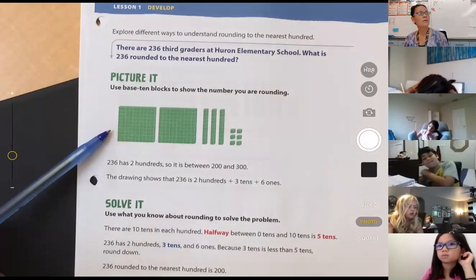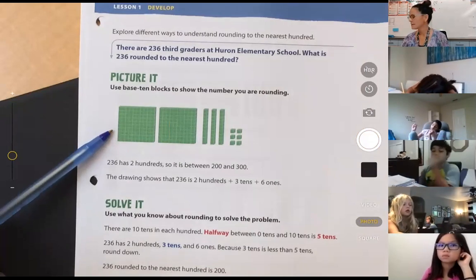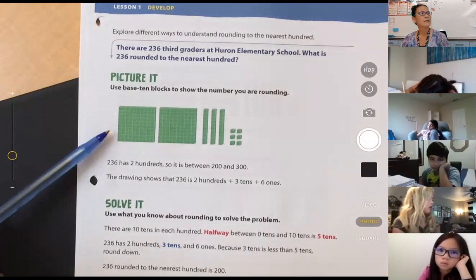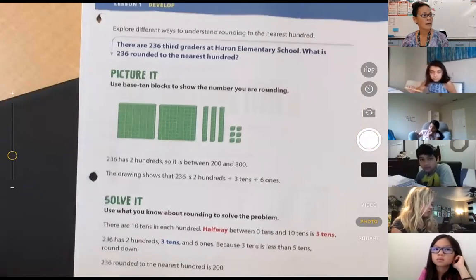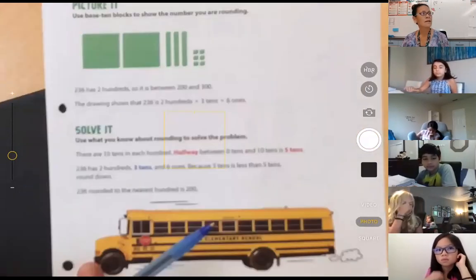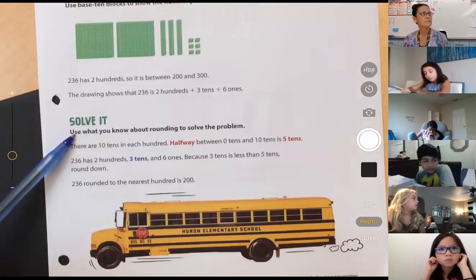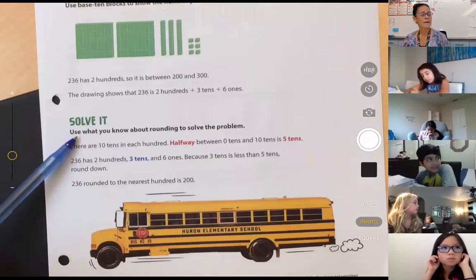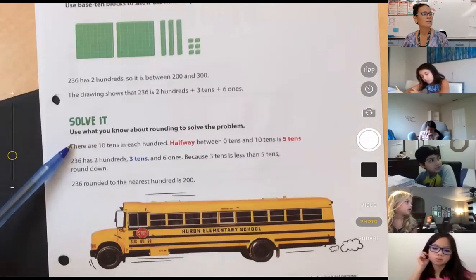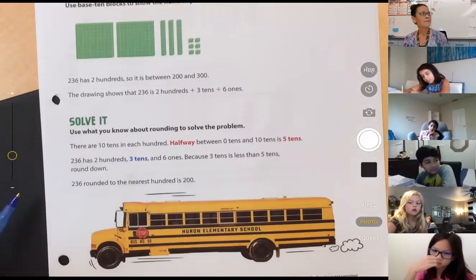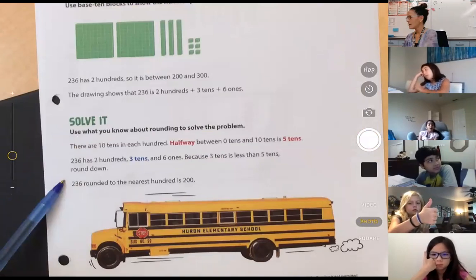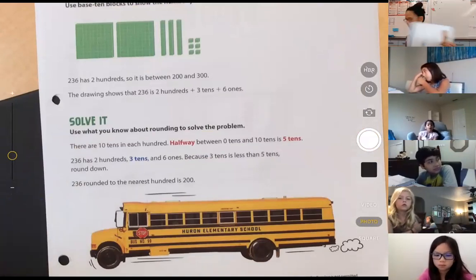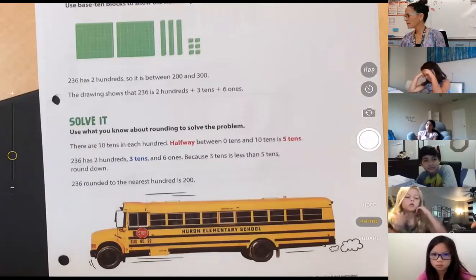If you see down at the solve it, it's talking about using what you know about rounding, talking about the halfway point and how important that is. Everything we did on page 15 is here on page 16. All right? Thumbs up if that makes sense. Excellent. Okay, so please turn to page 17 in your book.